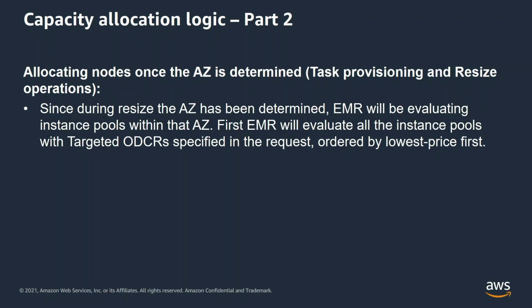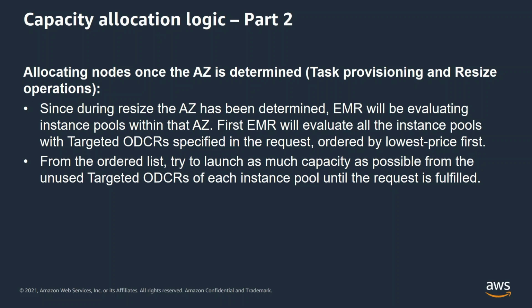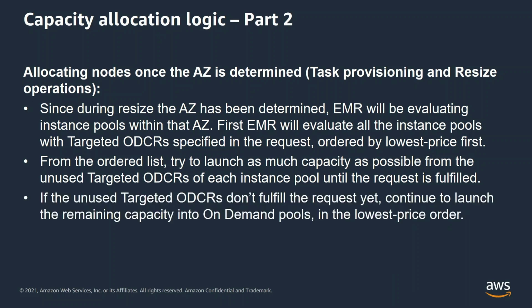Since the AZ has been determined, EMR will be evaluating instance pools within that AZ. So first, EMR will evaluate all of the instance pools with targeted ODCRs specified in that request, ordered by the lowest price first. Then, from the ordered list, EMR will try to launch as much capacity as possible from the unused targeted ODCRs of each instance pool until the request is fulfilled. Lastly, if the unused targeted ODCRs don't fulfill the request yet, EMR will continue to launch the remaining capacity into on-demand instance pools in the lowest priced order.